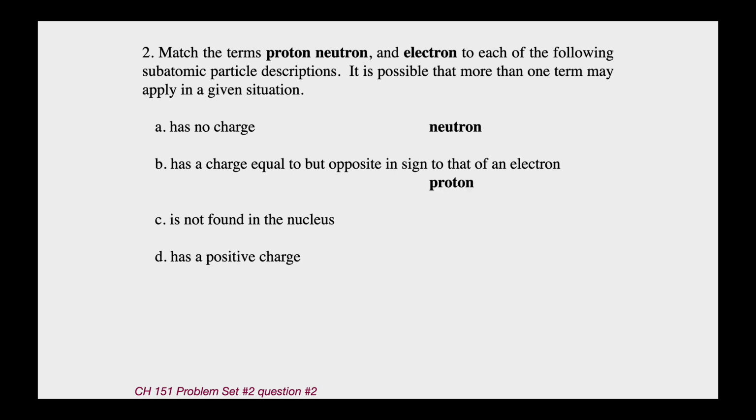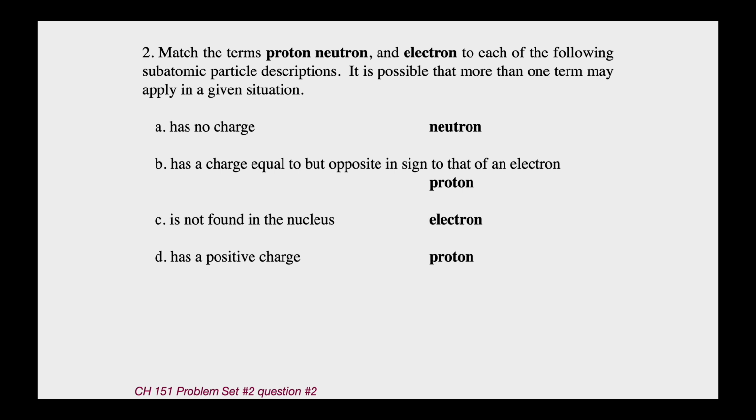Protons and electrons have a charge. Protons are positive and electrons are negative. The charge can be measured. And protons and electrons are opposite, but equal in magnitude. So that's why we refer to protons as +1 and electrons as -1. C, not found in the nucleus, that's going to be the electron. Protons and neutrons are found in the nucleus, and electrons kind of circle around the outside. We'll talk more in a future problem set about where the electrons are and what they're doing, but they aren't in the nucleus. And then finally, has a positive charge. Yeah, you got it. It's the proton, all right?